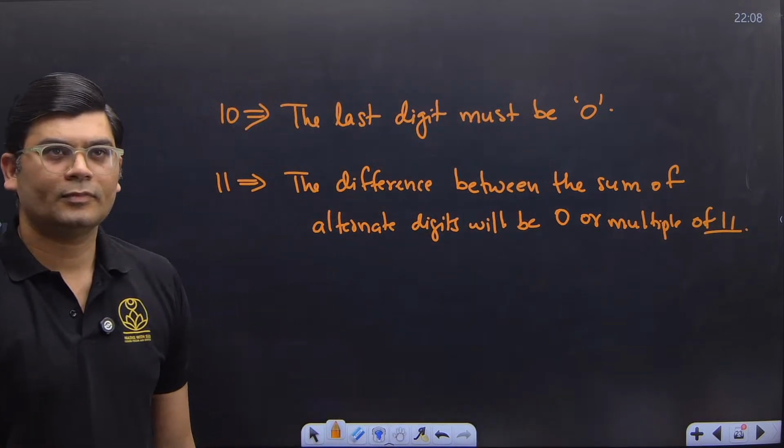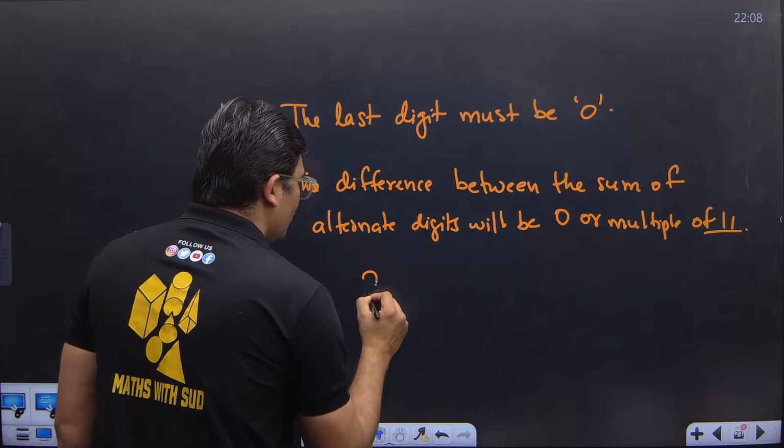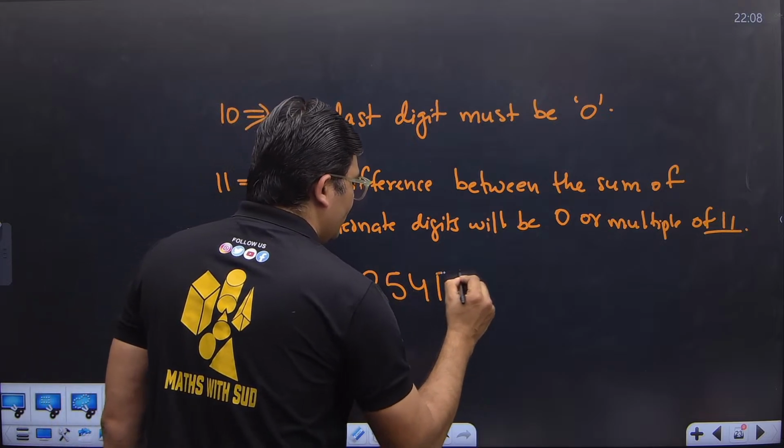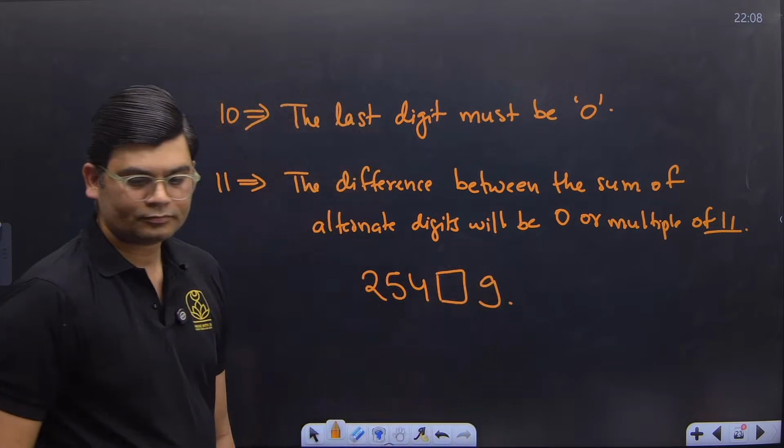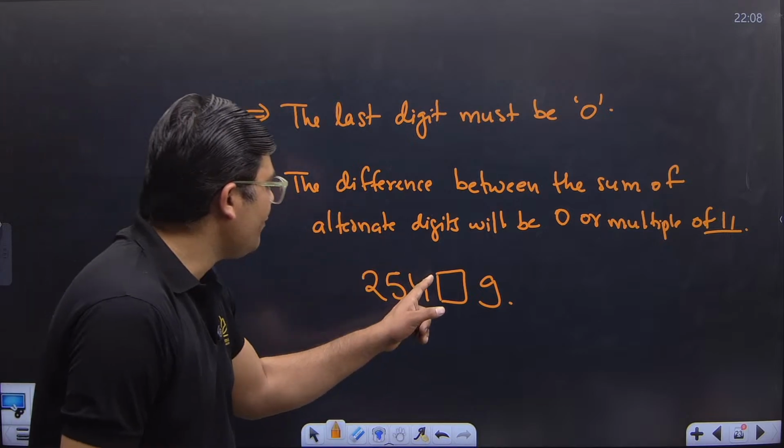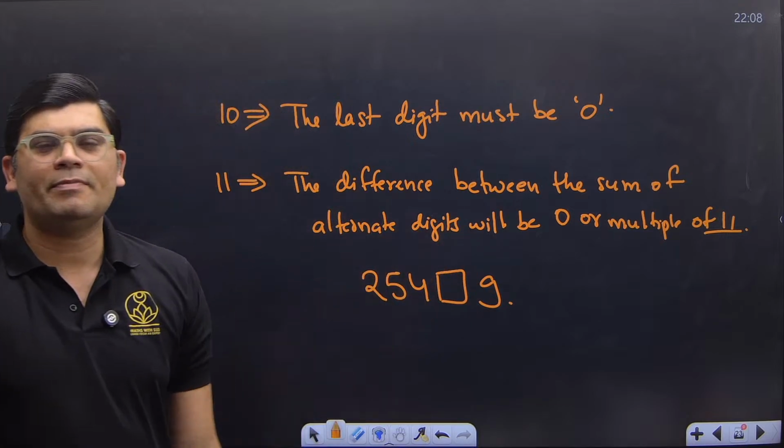Okay? Let's see a number, 254-9. What is the number which can fit here so that the given number is a multiple of 11?